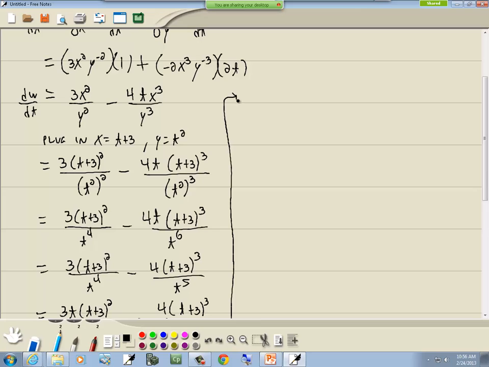Okay, equals, this is still dw dt. You can see sometimes changing it to t's is not so easy. So up on top we're going to have t squared plus, we had 3t plus 3t gives us 6t plus 9 times negative t minus 12 over t to the fifth.